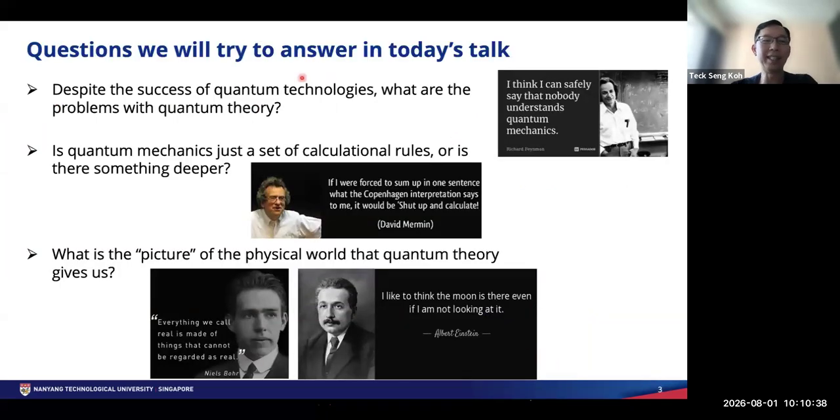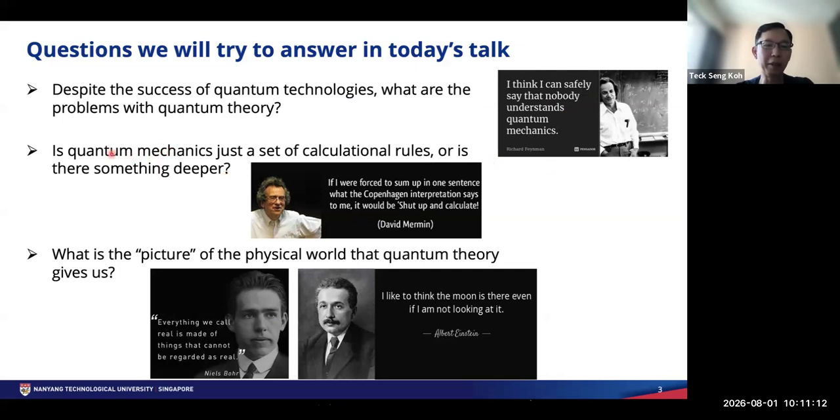So the questions we want to answer are these. Despite the success of quantum technologies we see today, what are the problems with quantum theory? That's epitomized in Richard Feynman, Nobel laureate in physics. He says, I think I can safely say that nobody understands quantum mechanics. I think more of us do now. Maybe not so much that we really understand, but that we have come to accept quantum mechanics.